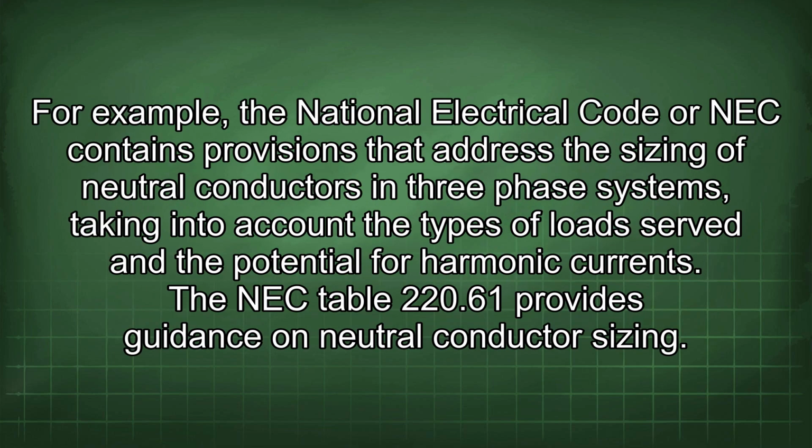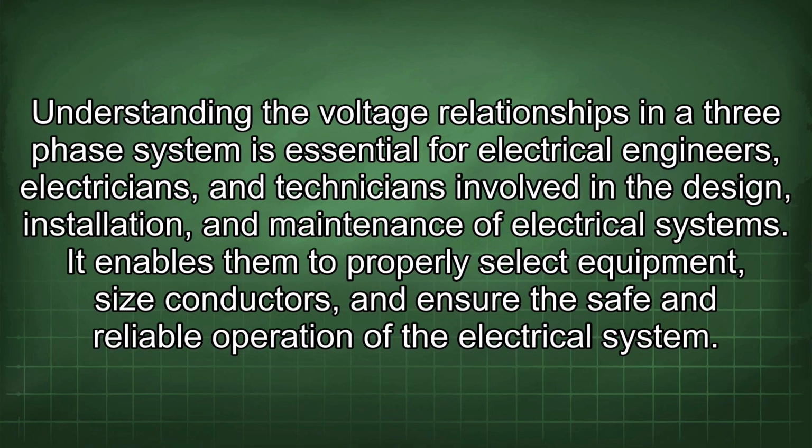For example, the National Electrical Code or NEC contains provisions that address the sizing of neutral conductors in three-phase systems, taking into account the types of load served and the potential for harmonic currents. The NEC Table 220.61 provides guidance on neutral conductor sizing. Understanding the voltage relationships in a three-phase system is essential for electrical engineers, electricians, and technicians involved in the design, installation, and maintenance of electrical systems. It enables them to properly select equipment, size conductors, and ensure the safe and reliable operation of the electrical system.